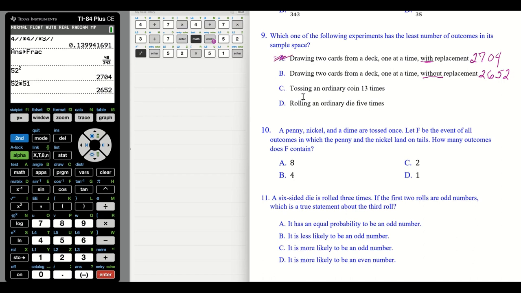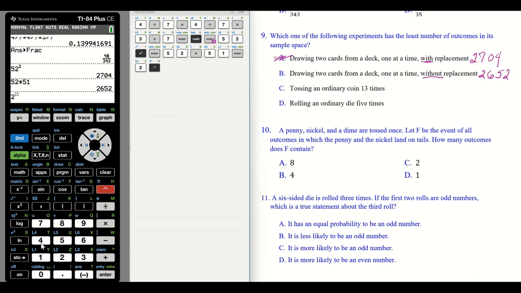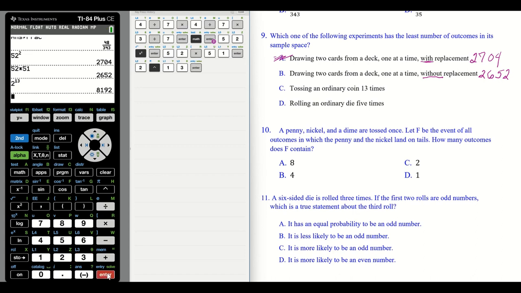Let's see if C is less. Tossing an ordinary coin 13 times. Well, the total outcomes of any coin is 2. If we toss it 13 times, that will be to the 13th power. So press your caret up 13, enter, 8,192. That is more. We're looking for the least number of outcomes. C is greater than B, so that one's out.